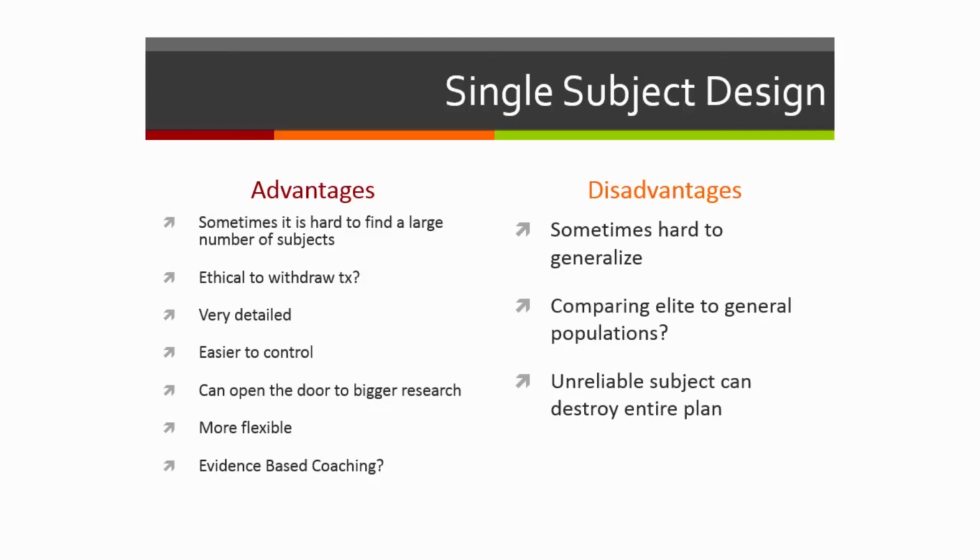Now, some of the negatives: it's very hard to generalize, and it's hard, again, to compare the elite athlete to the general population. And, you know, an unreliable subject can destroy your entire research program. I'll be honest with you, with my research in my dissertation, I was going to pick my subject up and bring him to treatment to record this data as much as I possibly could. I brought him to the test site. So if you have an unreliable or an untrustworthy subject, you've got to do what you can to get them going.